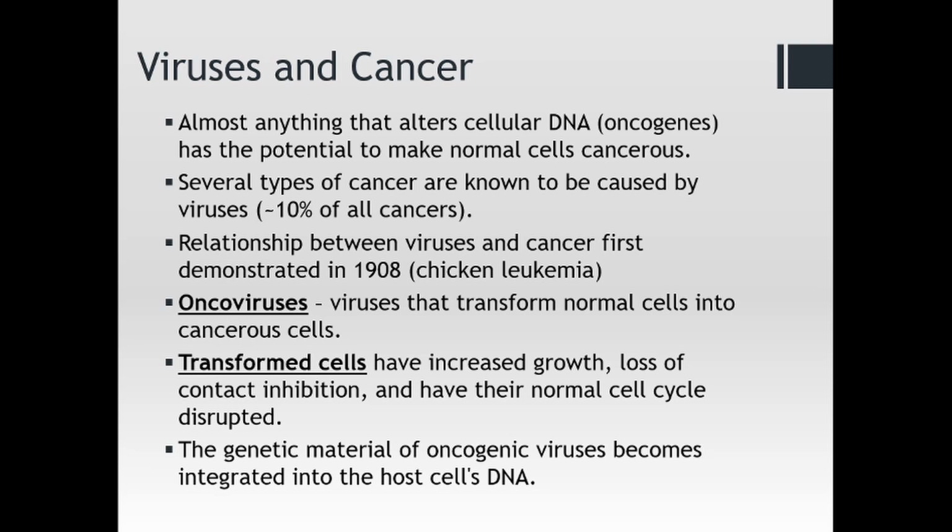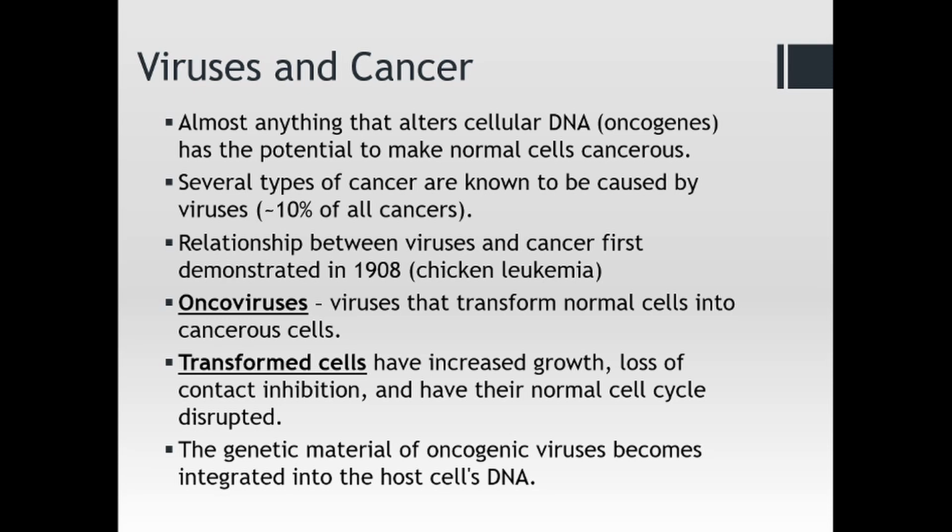There was a lot of research on chickens and poultry going on in the early 1900s, and we learned a lot from them in terms of immunity and the immune system. This was one here with chicken leukemia, viruses and cancer, and immunology. It all kind of goes together because the immune system, of course, is involved in taking care of cancerous cells. So there was a lot of research going on there at the turn of the century. Oncoviruses are viruses that can transform normal cells and make them cancerous.